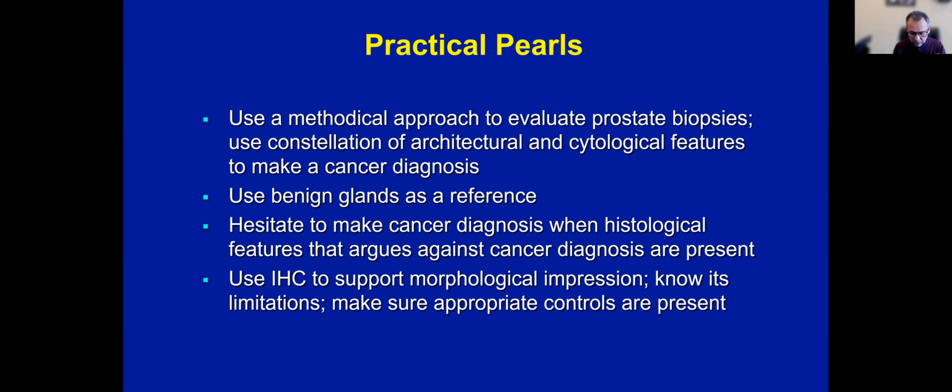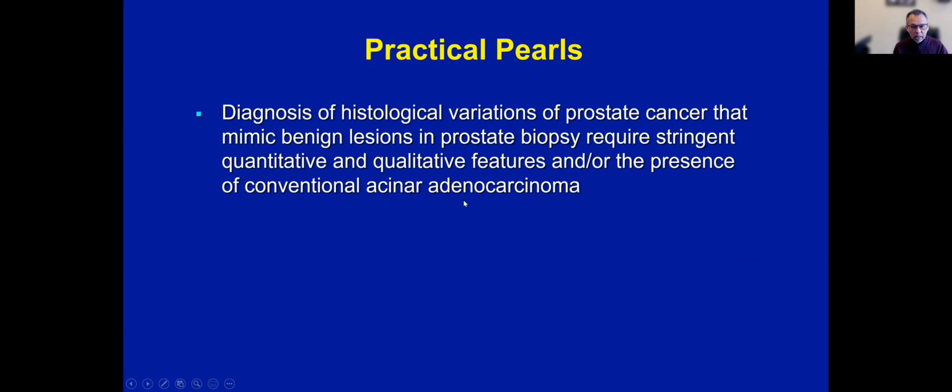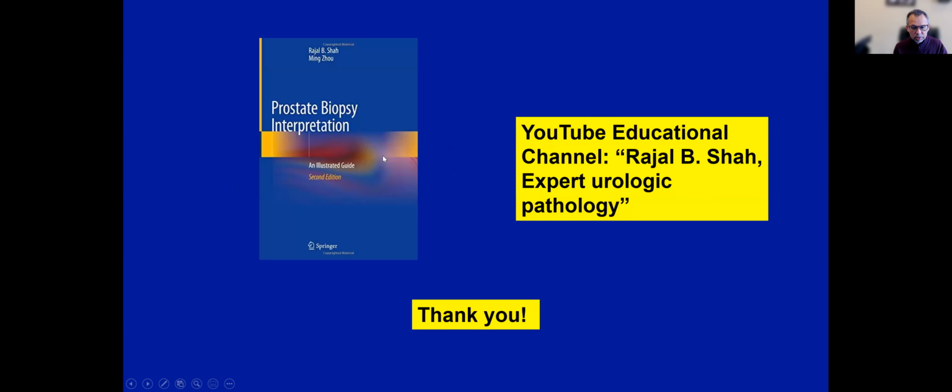You do not make a diagnosis of cancer purely based on your immunohistochemistry result. You could be dealing with a lack of basal cells, even in benign glands. That is not enough to call cancer. And you have to make sure that appropriate controls are present. And we talked about that in certain histological variations like pseudohyperplastic cancer, foamy gland cancer, PIN-like cancer, you would require many glands to make a more confident diagnosis of cancer in addition to those qualitative features.